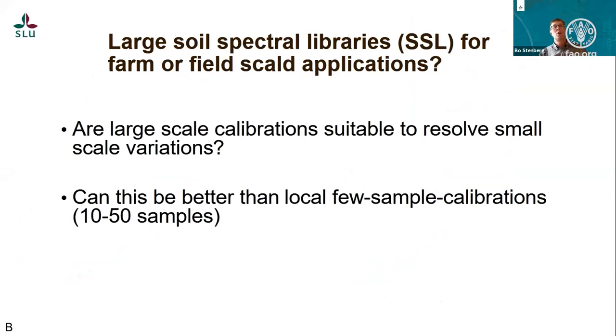But now, how well will a large-scale calibration work if, as in my case, I'm interested in the variation at the farm or field scale, so samples collected just 50 or 20 meters apart? How well can such a model resolve that kind of variation at a completely different scale? And will these large-scale models, built on the large-scale data set, perform better than a unique small calibration on just a few of those farm or field samples, say 10 to 50, or somewhere in between? Which one will perform best? That's what we tested.